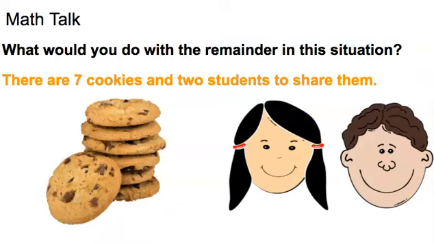There are 7 cookies and 2 students to share them. So one student can get 3, and another student could get 3, and there's 1 left over. What could you do with this remainder?